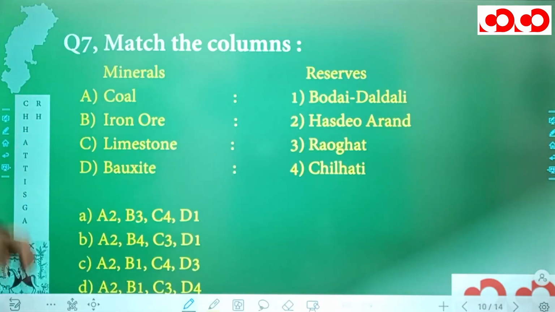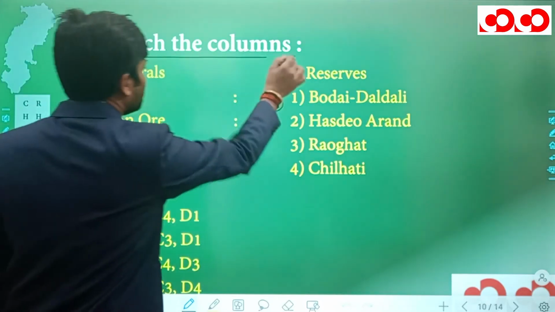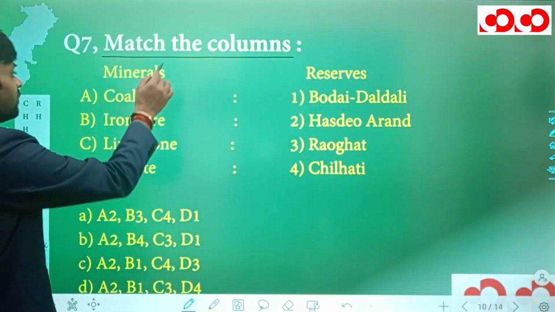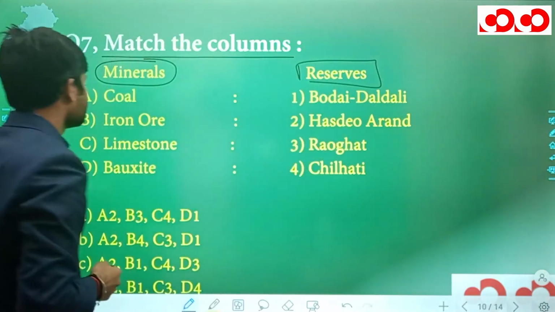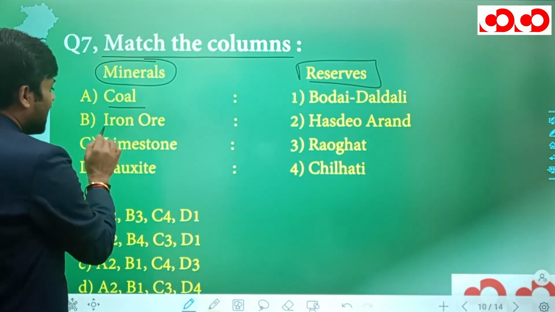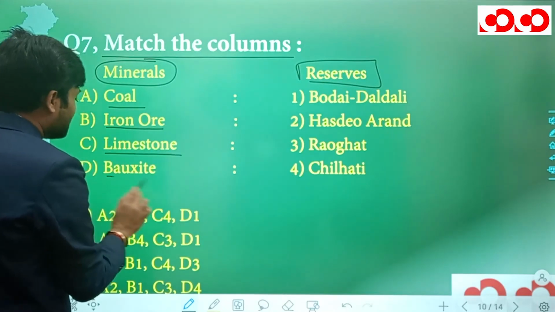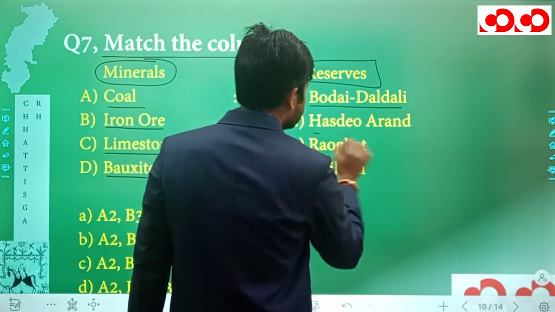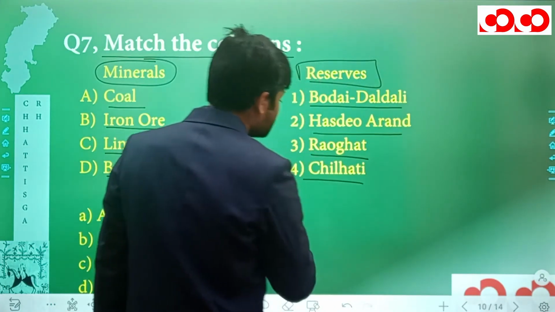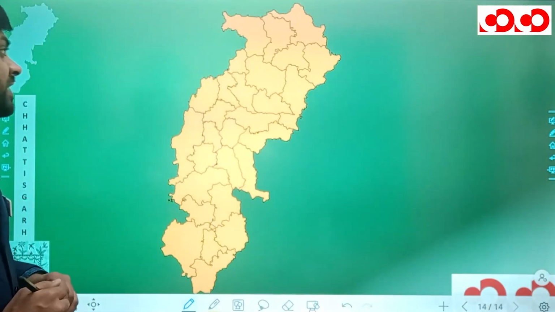Now next we have a 7th question, and in the 7th question we have to actually match the columns, wherein in one column we have minerals and in the second column we have their reserves. Minerals are coal, iron ore, limestone, and bauxite. Reserves are Bodai Daldali, Hasdev Aran, Rao Ghat, and Chilhati. Now let us solve this question with the help of map.